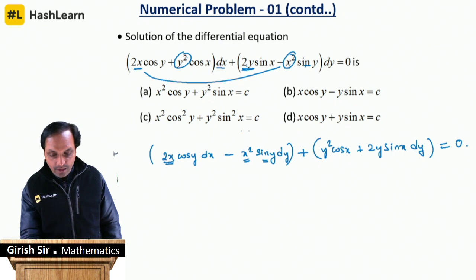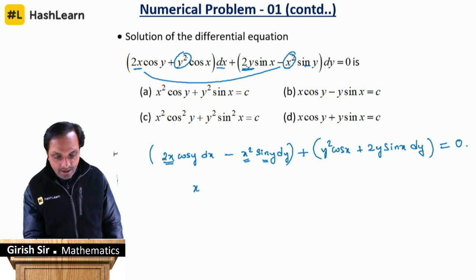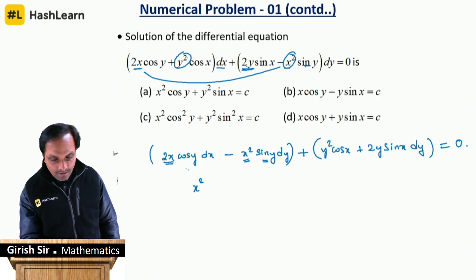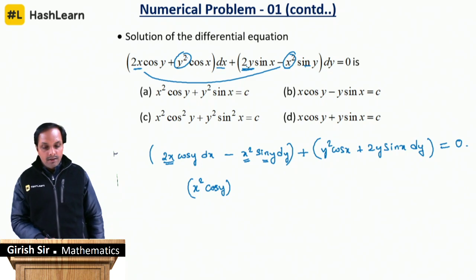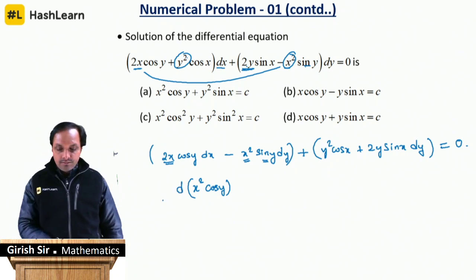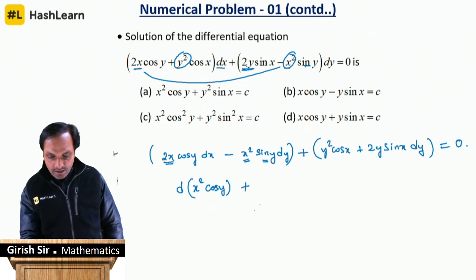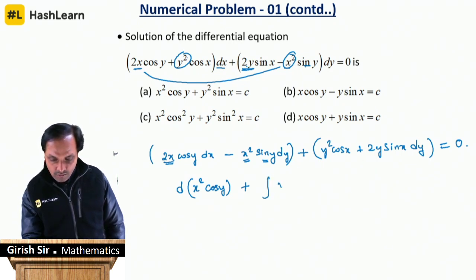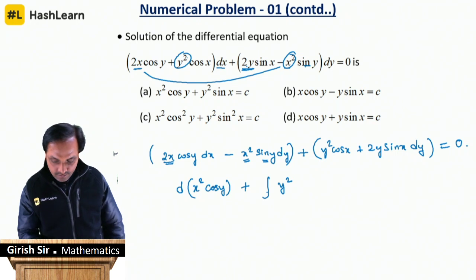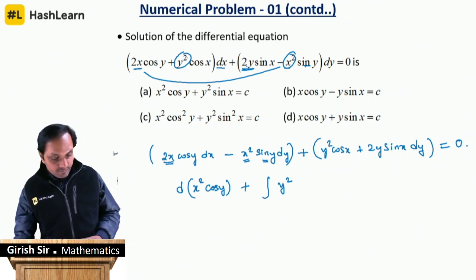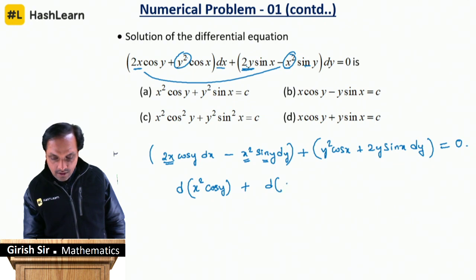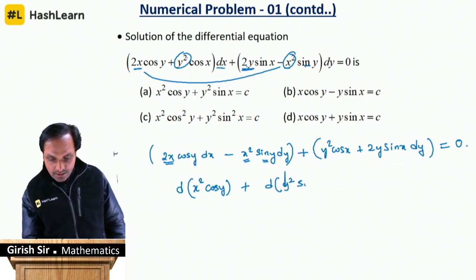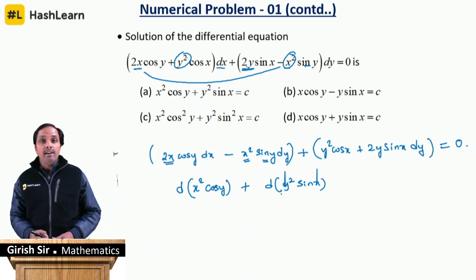So if I want to rearrange this and write, you know that if I write x square into cos y derivative, plus here y square, let me write the derivative, derivative of y square into sine x, y square into sine x.